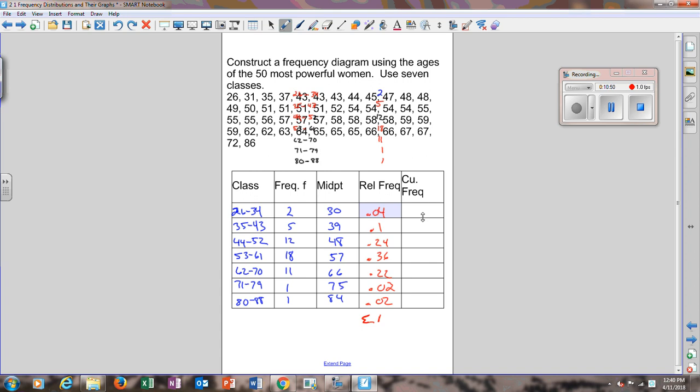Now cumulative frequency, it's 2 plus 5 is 7. Then 12 plus 7 is 19. 18 plus 19 is 37. Then 48, 49, and 50. So pretty easy overall. Just remembering how to do it.